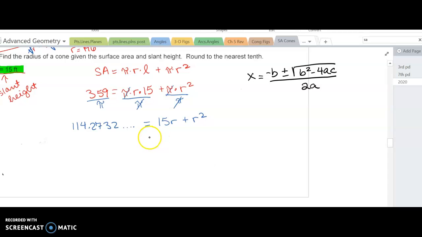So the idea here is we put this in standard form. We're going to flip around the order here. We're going to put the r squared first. Then I'm going to put the 15r. So those guys just switched order, no big deal. And then I'm also going to make this 0, which means I had to have subtracted the 114.27 from both sides. So this is minus 114.27.